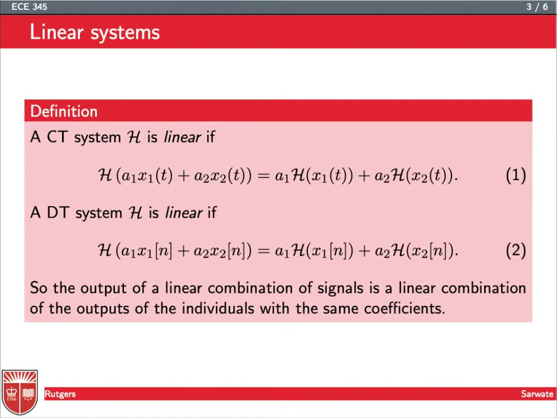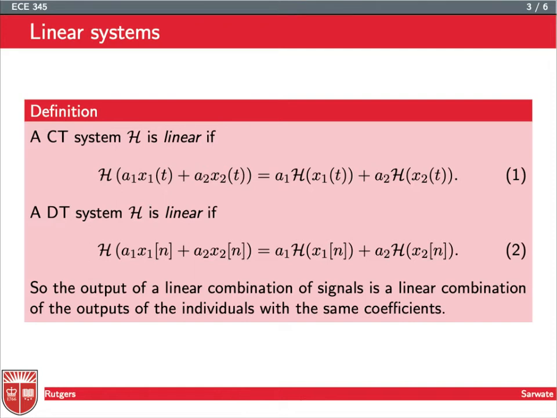That is, H of x1 of t and H of x2 of t are the outputs of the system with input x1 or input x2, and we just get the linear combination of the outputs when we apply H to the linear combination of the inputs. And we see the exact same thing for discrete time. Same formula: H of a1 x1 of n plus a2 x2 of n is a1 times H of x1 of n plus a2 times H of x2 of n. So this is just the linear combination property.